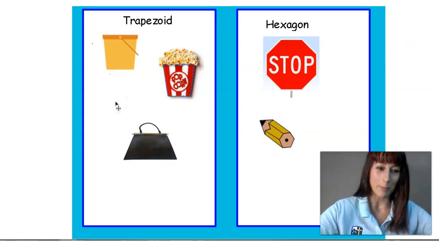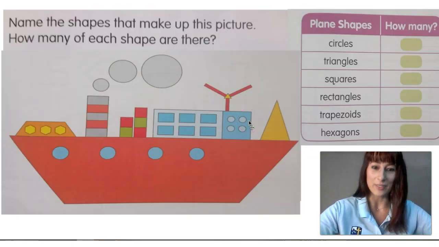Okay, practice makes perfect. Let's continue practice these skills. And let's see if we can count all these shapes in this picture. Circles, let's see. We have 1, 2, 3, 4, 5, 6, 7, 8, 9, 10, 11. We have 11 circles. Okay, let's write that here.